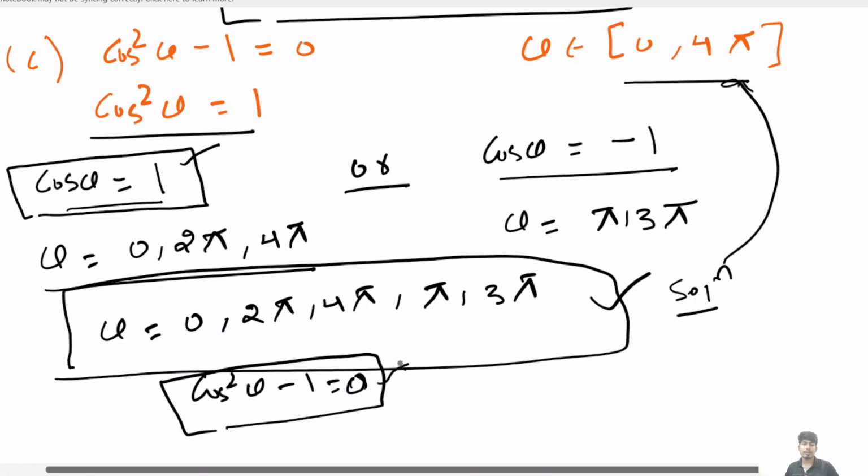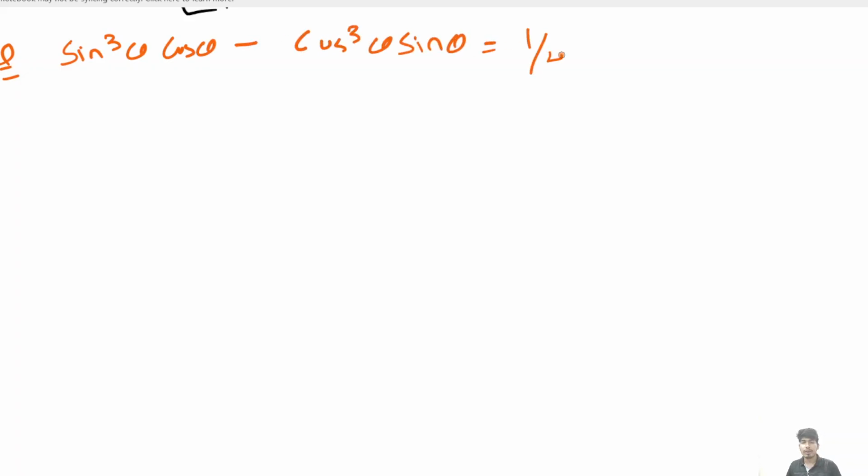Okay, students. Then we do our next question. Our next question is: sine cube theta cos theta minus cos cube theta sine theta is equal to 1 upon 4. Then we have to solve this equation.